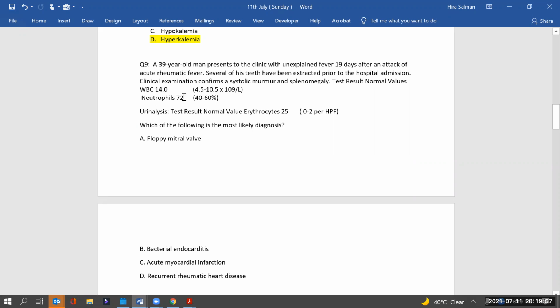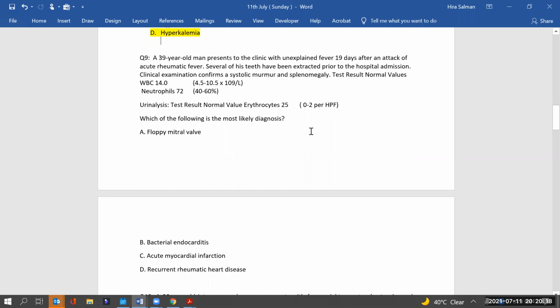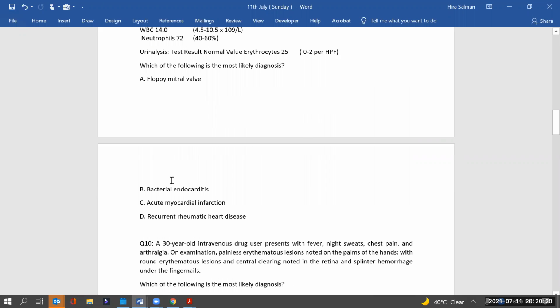So we'll see WBC count, of course, it will be raised, neutrophils raised. So whenever neutrophils are raised, always think of bacterial infection. Whenever lymphocytes are raised, always think of viral infection. So neutrophils raised, of course, bacterial infection is there. And you will see hematuria. Remember, hematuria also is one of the important clues for endocarditis. So which of the following is the most likely diagnosis? We'll straight away go for endocarditis.